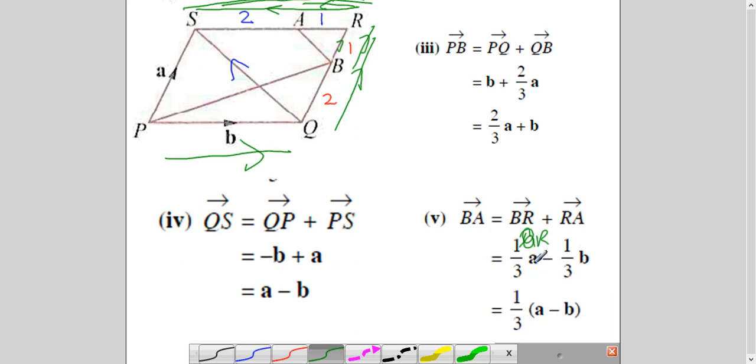Then usually we take the common factor out to simplify it, and we usually write the answer in simplified form. So it is 1 over 3, A minus B.